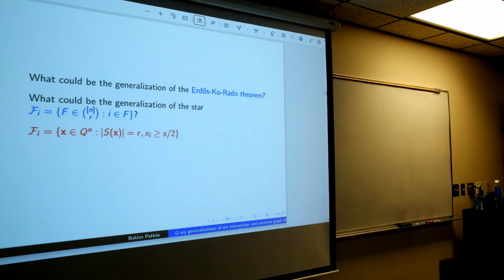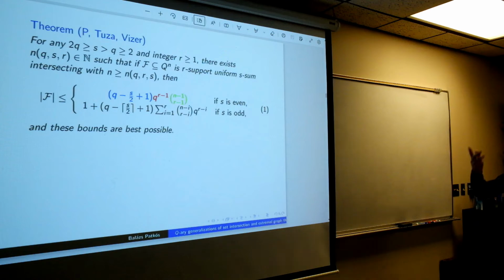And the theorem is that yes, this is it, at least if n is large enough, so if the length of the vectors is long enough. Actually there are two cases, and on the top you see that yes, it's true, because what's the size of the star? Well, if we fix that the coordinate we are interested in is the first one, we have to have an entry of at least s/2, so that's the blue part: q minus s/2 plus one ways, from s/2 to q.